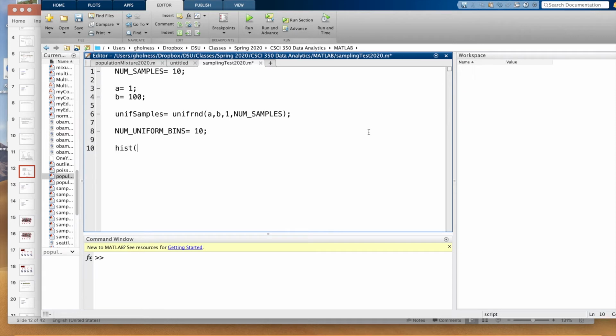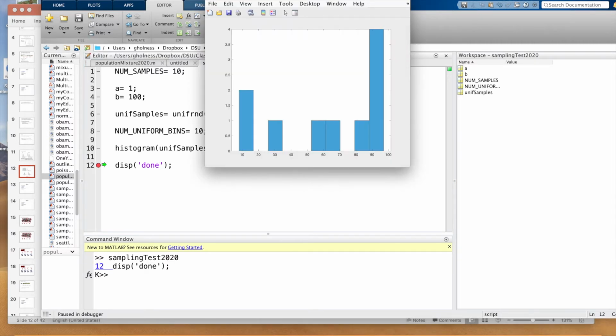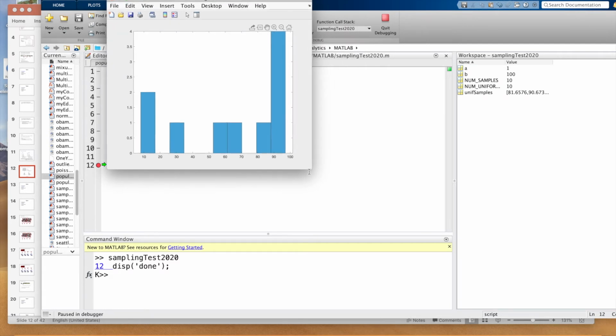So we say hist uniform samples and give it num uniform bins. We'll do this and display. I think I probably spelled out histogram. Histogram. All right, display. Done. That display done is just something I like to do because I like to have an executable statement on which I can set a breakpoint without being part of the code per se. All right, so let's do that. And we run sampling test, we display, and we'll notice here, okay, we have 10 bins.